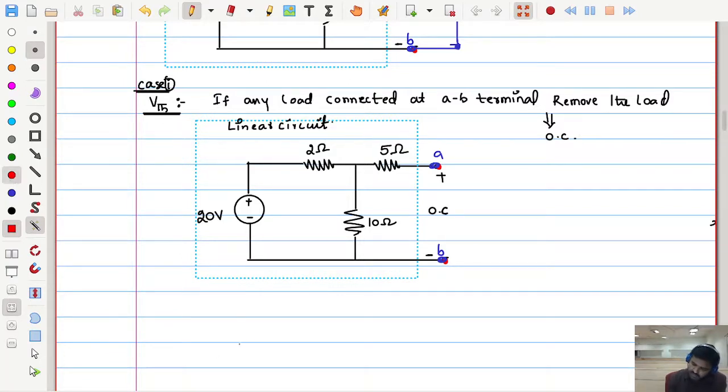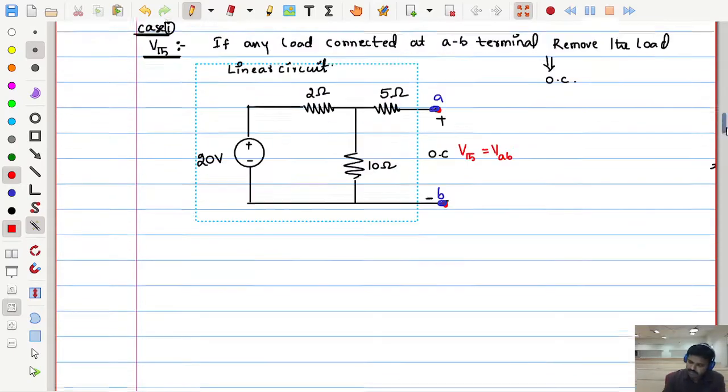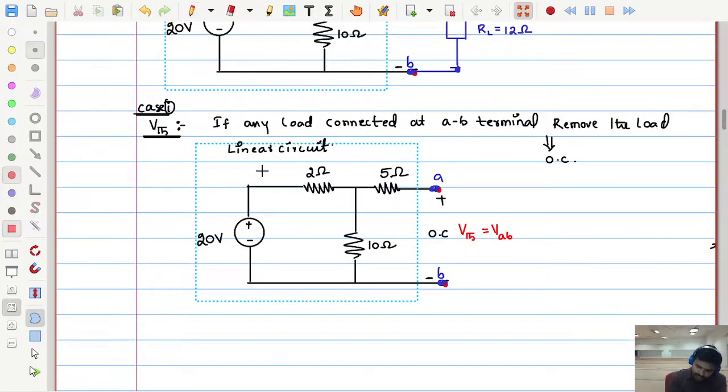Now what do we need to do? We need to measure the voltage from A to B. So that is the VTH. Now designate this as VTH, which is equal to VAB. Now I need to find the voltage between A and B. How can I find it? Think with your previous knowledge of the various methods you have seen. Let me make one more important point here.